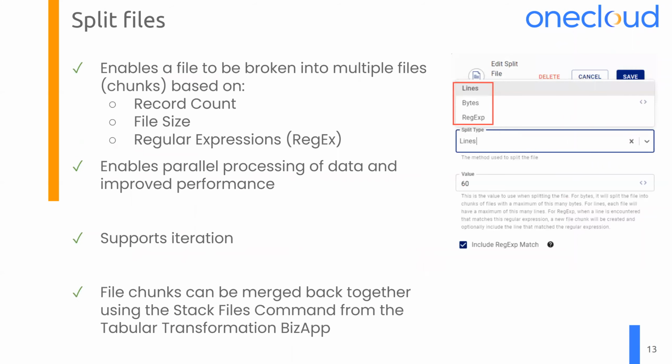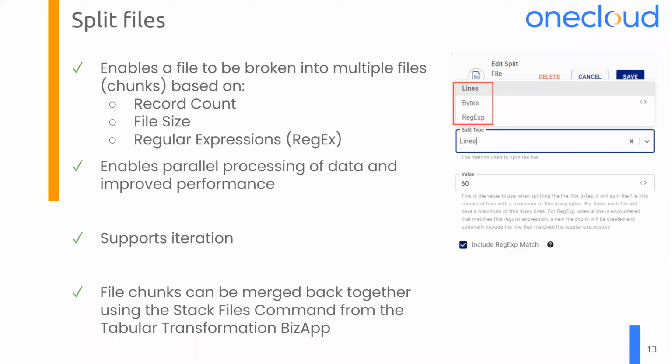The next feature we're going to go through is the split files command. This command actually exists both in the file utilities and the tabular transformations BizApp. For the file utilities BizApp, you're able to split a file based on number of lines or record count, or the size. So you could say, I want chunks of 10 megabytes of this file, or even a regular expression. What that's going to do is test each line for that regular expression, and every time that expression matches, it's going to create a new chunk of the file. So there's a lot of different ways to chunk that up.